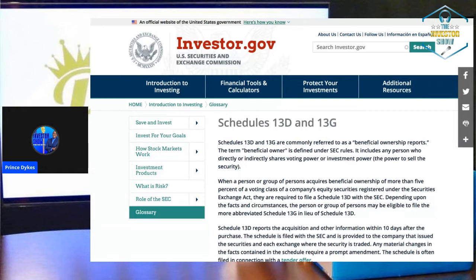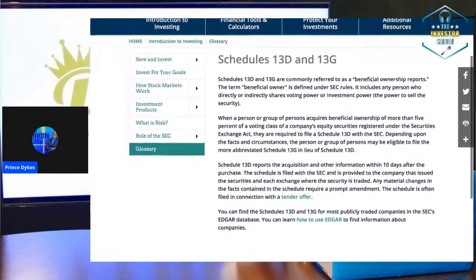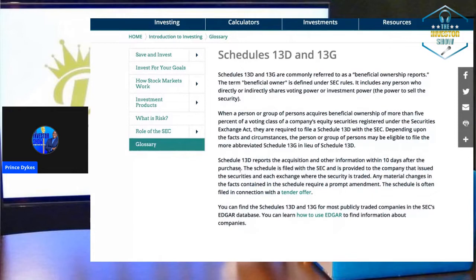When a person or a group acquires beneficial ownership of more than 5% of a voting class of a company's equities registered with the SEC, they are required to file a 13D. So if you own more than 5% of the company, you're required to file a 13D, depending on the facts and circumstances. They're required to do this 10 days after the purchase. So if I go and buy 5% or more of a particular company, I'm required to file this and put it out there that this person owns a large percentage of the company, to open up transparency for investors.